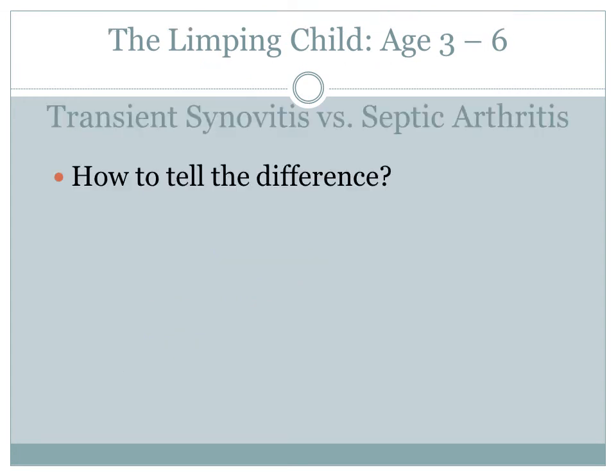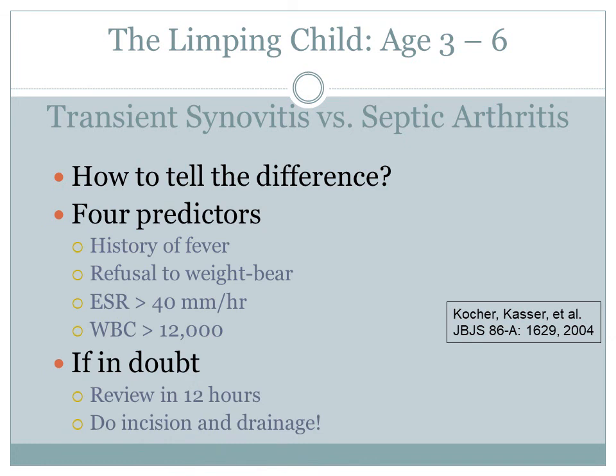So sometimes it is difficult to differentiate between the transient synovitis and septic arthritis, and it's very important to differentiate between them because the approach of management is completely different. In transient synovitis, you will wait and see. You will wait for the improvement of the condition spontaneously, and in septic arthritis, you have to interfere as soon as possible. So how to tell the difference? There are 4 predictors that can tell you the difference between transient synovitis and septic arthritis.